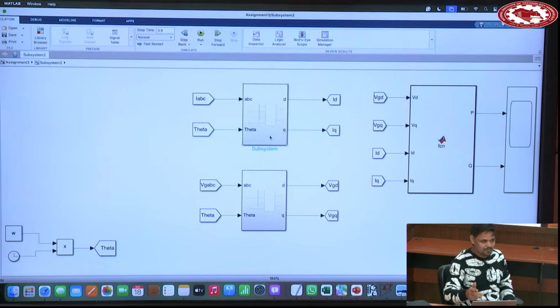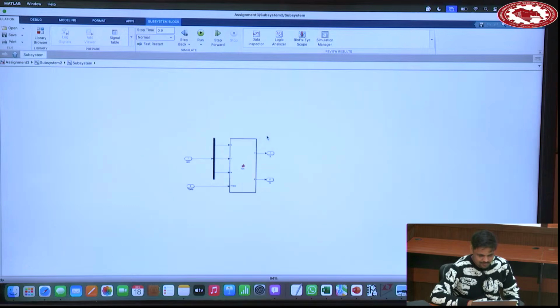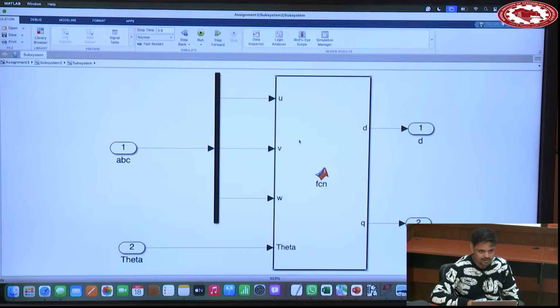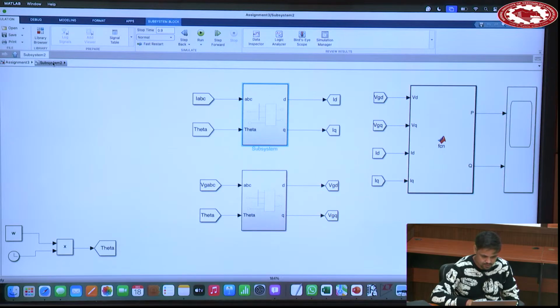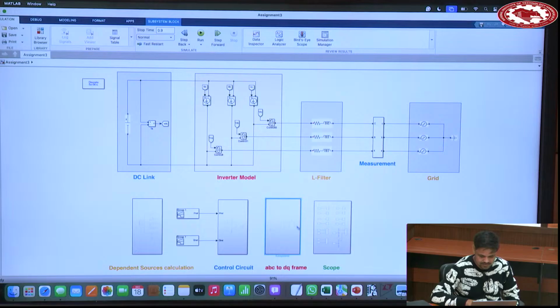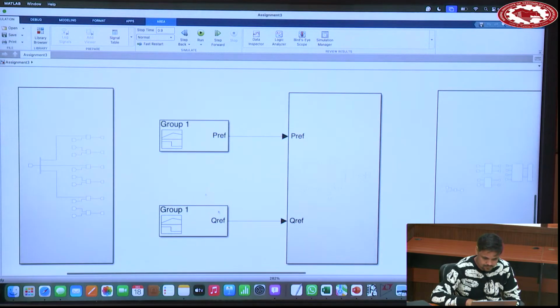Initially I was using some other block, but yesterday I changed it according to the way I taught you. So this is the code I inserted, and the same code will be given to you to convert ABC to DQ. For this theta, I directly take omega into T, which keeps it in the same phase as the grid voltage. Okay. In the control circuit, this Pref and Qref are given. Pref and Qref will be given by the user.